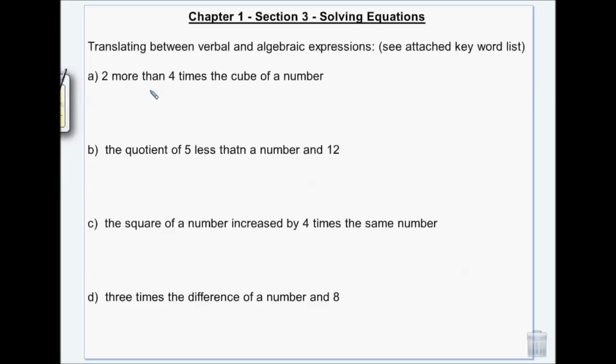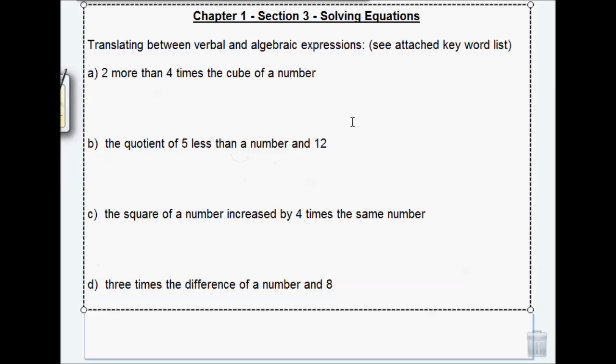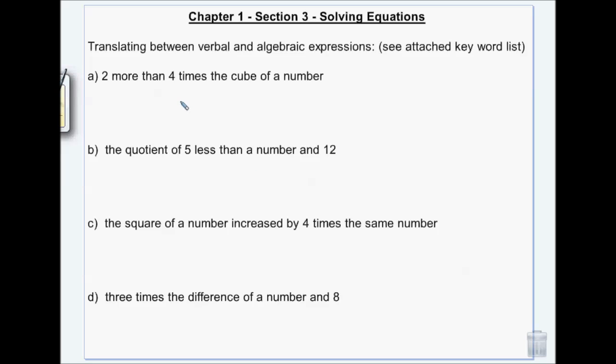Verbal sentences into algebraic expressions, okay? Now, that's a typo. Hold on. That should say "than," not "then." Okay. You'll notice we're talking expressions. There are not going to be any equal signs in here. The word that means equal, and you can add it to your keyword list, is "is." Is means equals. You'll see that none of these say "is" anywhere in there, so we're not going to have an equal sign. Okay, we have 2 more than 4 times the cube of a number.